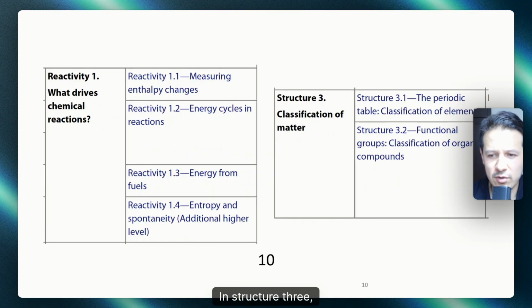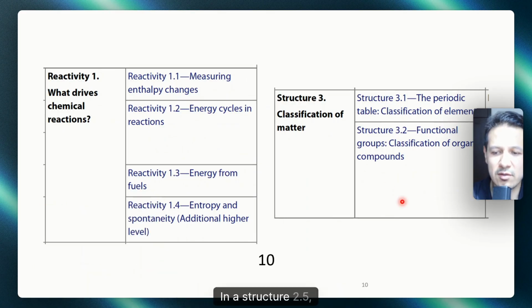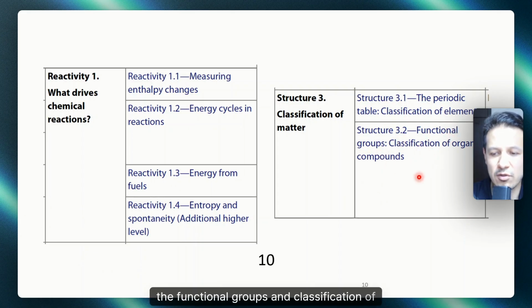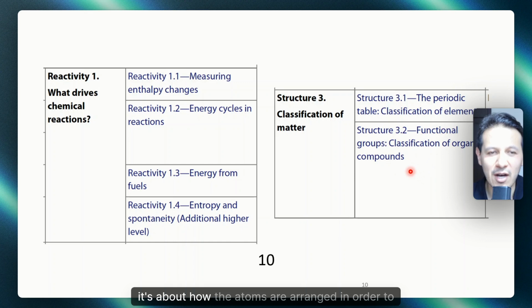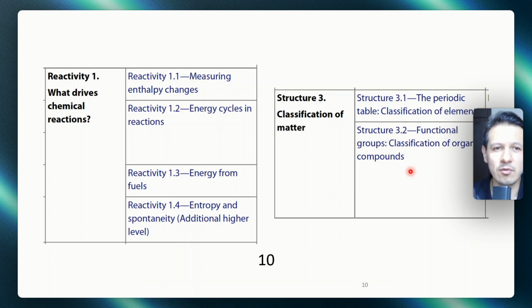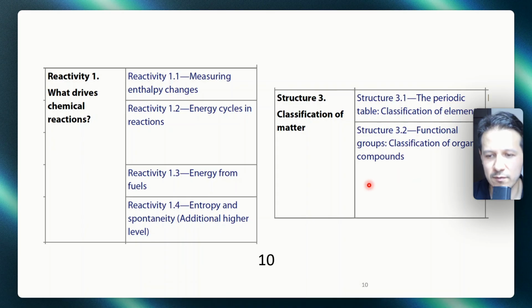In structure three, we will talk about the periodic table. So the periodic table, here we have the classification of the elements. In structure 2.5, the functional groups and classification of organic compounds. If you see structure 1, structure 2, and structure 3, it is about the structure. It's about how the atoms are arranged in order to create the piece of matter, the substance, the molecule, okay? The ionic or the covalent structure, the giant covalent structure or the covalent structure.